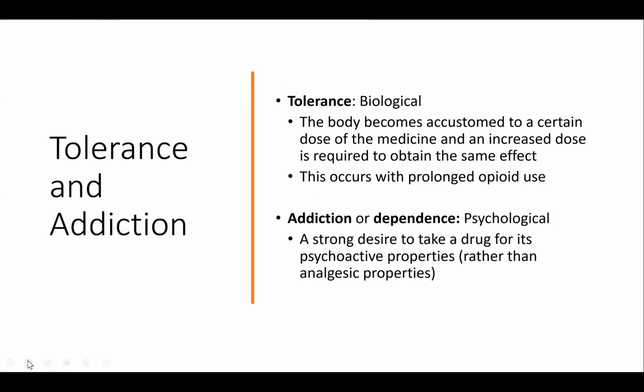I mentioned that tolerance is biological, and it's the body gets accustomed to the dose of morphine. Addiction or dependence, on the other side, is psychological. So someone has a strong desire to take a drug, not because they have pain, but because of the psychoactive properties. So they want to get euphoria, or they want to get a high from morphine or from other opioids. And addiction and dependence are problems that are managed by the psychiatry department.